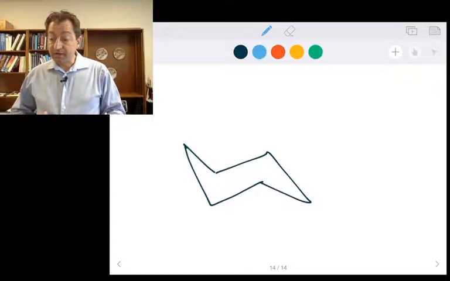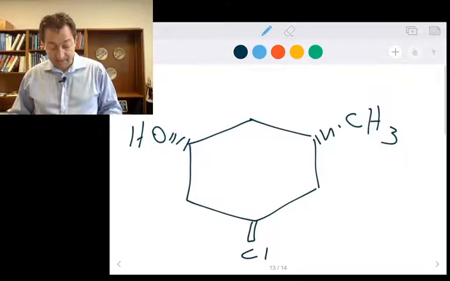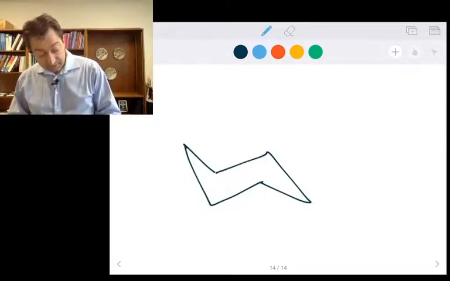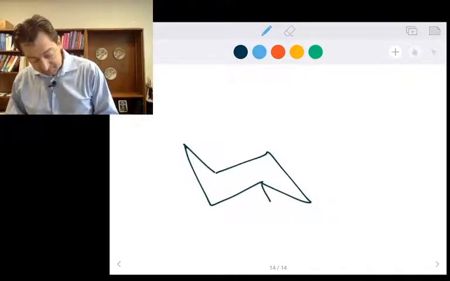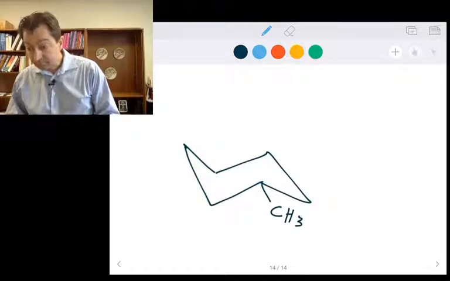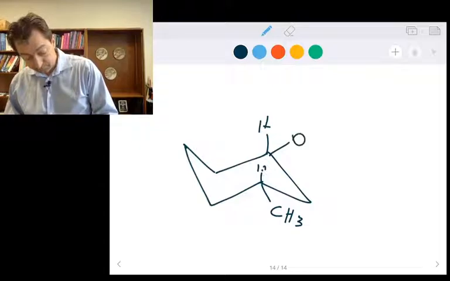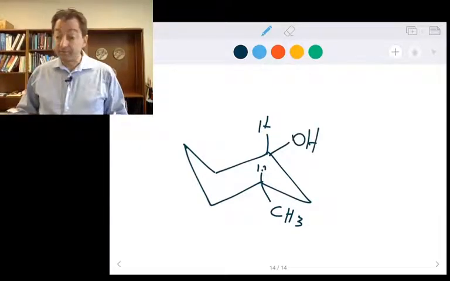So there's one of the chairs, and I'll just put the substituents in. Again, we've got a methyl, a chlorine, and an OH substituent. And so here what I'll do is I'll put the methyl out in this position here. That's axial. And the OH sticking out in that direction there.